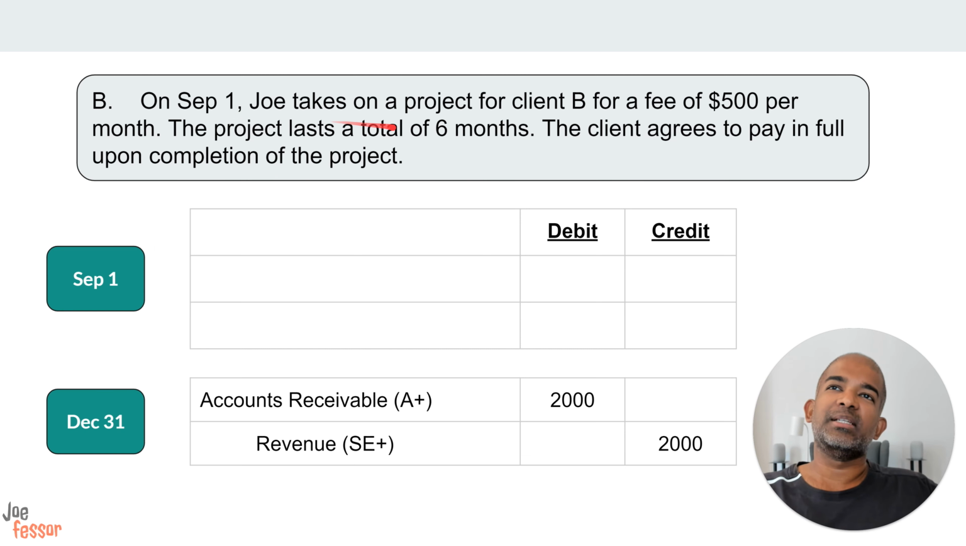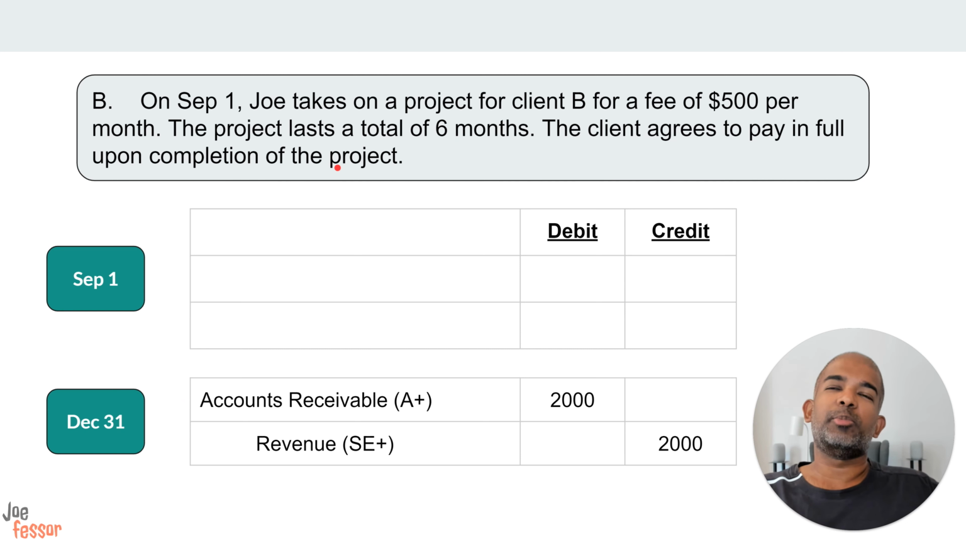As of the 31st of December, Joe would have worked on the project for 4 months: September, October, November, and December. For these 4 months, he would have earned a revenue of 500 times 4, $2,000. On the 31st of December, he would credit his revenue account and show that a revenue of $2,000 has been earned. But cash has not been collected yet, so he would debit his accounts receivable account to show that he will be paid later, but he would show only the $2,000 that will be collected.